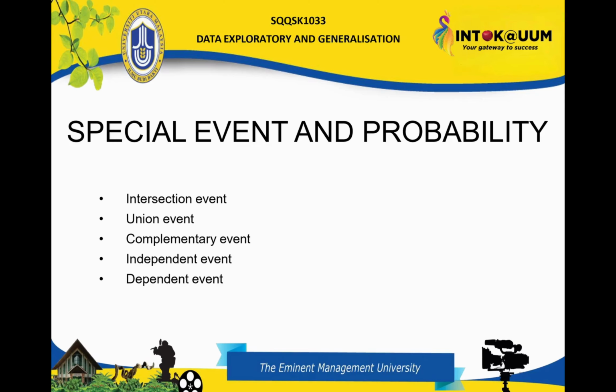Let's move to special types of events and how their probabilities interact. In this section, we'll explore 5 key types, and they are intersection events, union events, complementary events, independent events, and dependent events. Each of these gives us a deeper insight into how events can combine or influence one another.